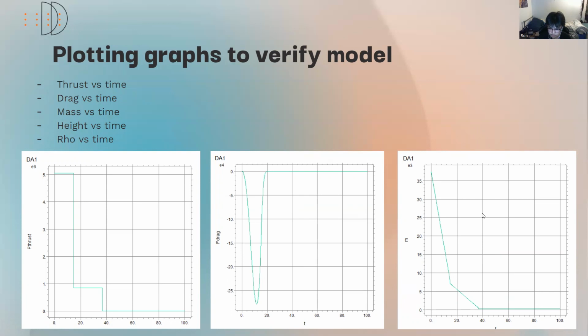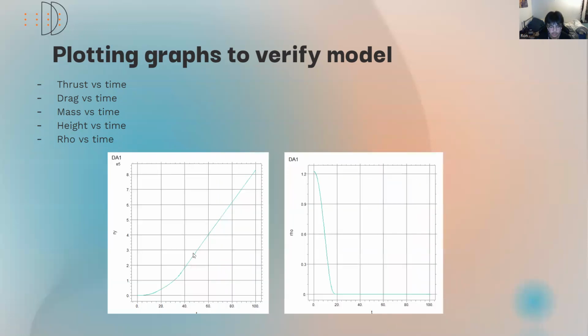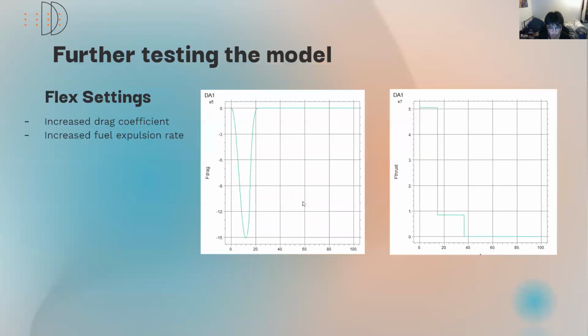In this graph, there are times when the mass decreases constantly. Then there are jumps which display times when the stages fall off. Rho versus time starts high and decreases as height increases. We manipulated several initial parameters and predicted the results to ensure our model was built correctly.